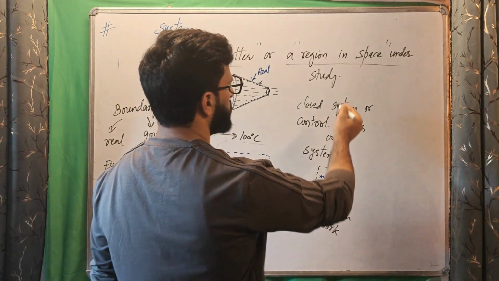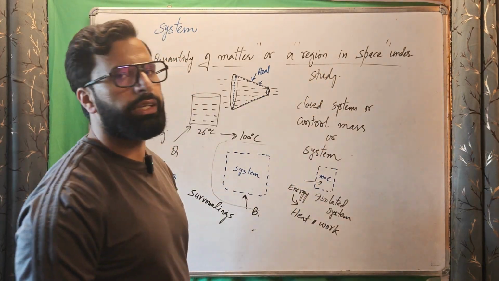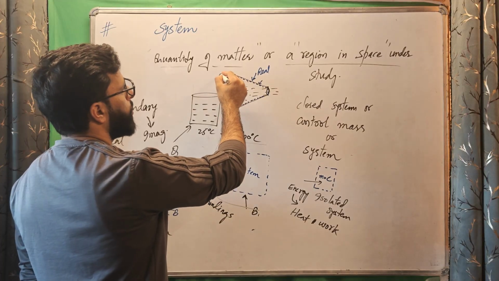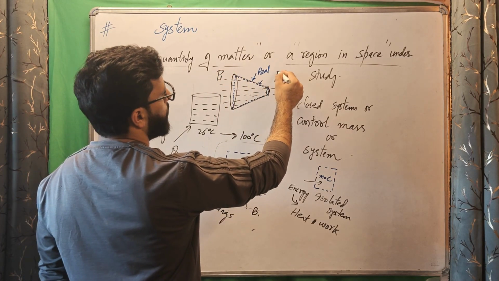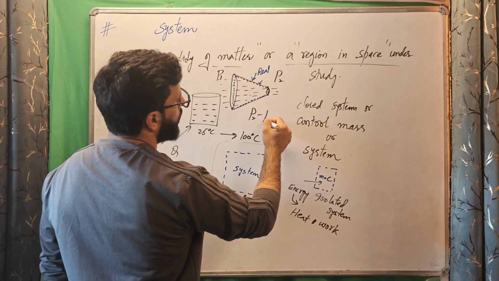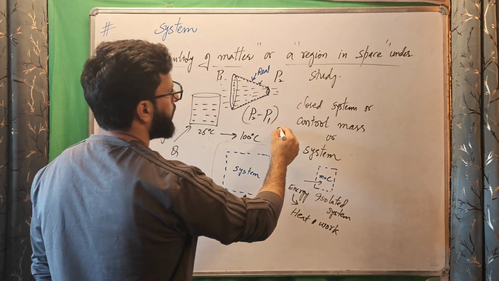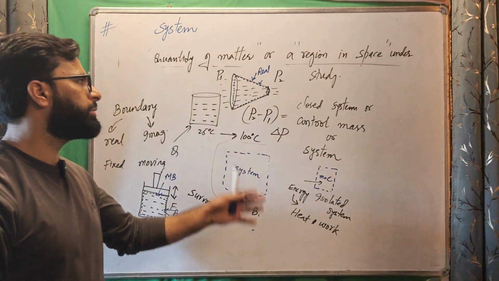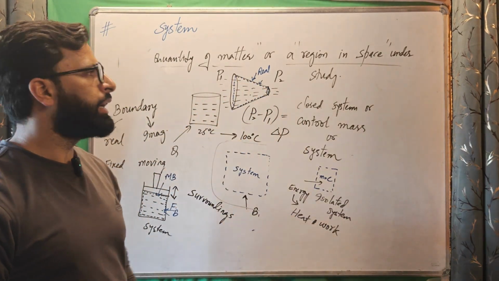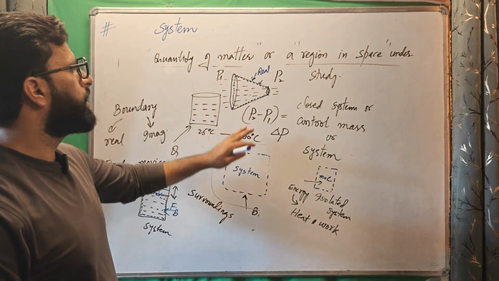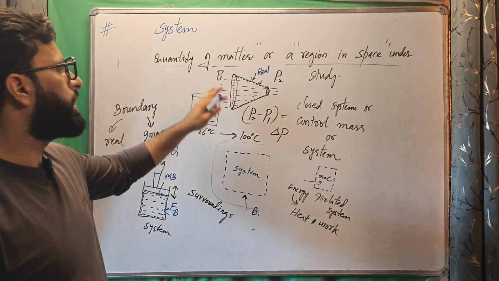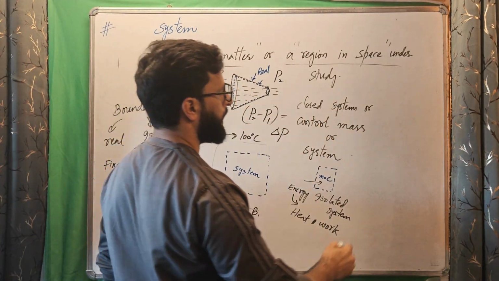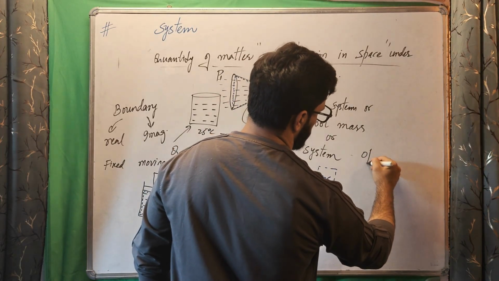Now another phrase in the definition was region in space. So this is the region in space that we choose for study. We consider properties at the inlet, we consider properties at the outlet, we take difference between the two, and that change in property tells us what is happening inside, or how much power is being produced, or how much power is being supplied, and all that. This kind of system which is studied in this manner is known as open system, because it is open to matter. We call it open system.